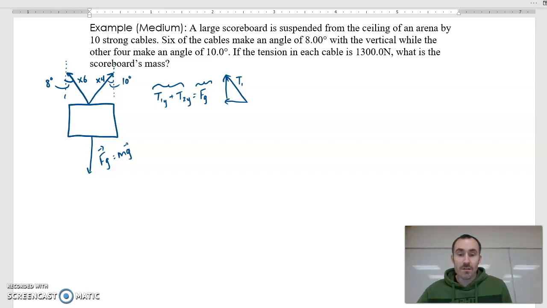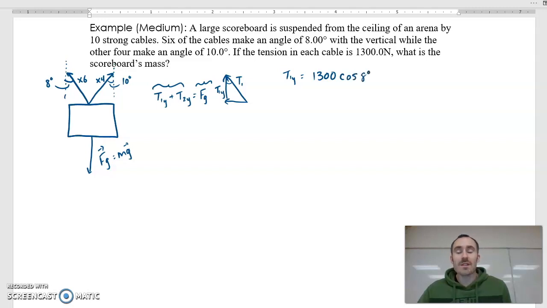So this is the thing that we're looking for, T1y, that component right there. And if we figure that out, knowing that this angle is 8 degrees, we want to use cosine for that, right? Because T1y is the adjacent side, and T1, which we're given, 1300 newtons, is the hypotenuse. So adjacent and hypotenuse goes with cosine, and if you set that up and rearrange it, what you'd end up with is T1y is equal to the hypotenuse, 1300 newtons, times the cosine of 8 degrees.